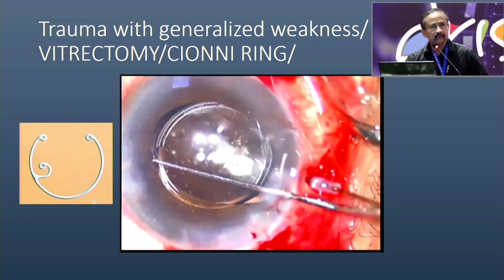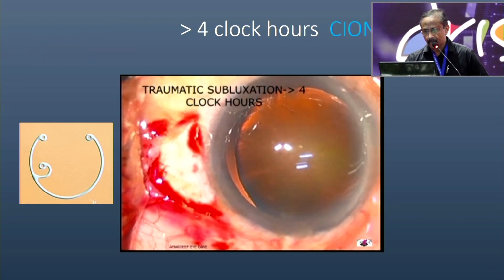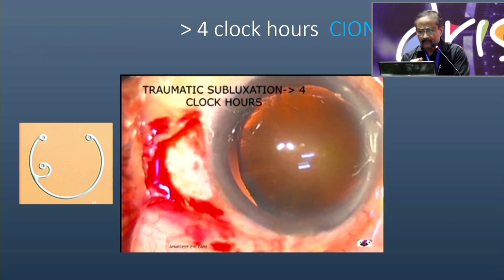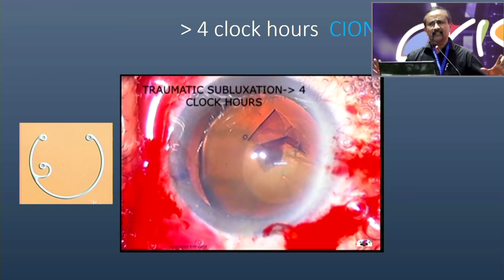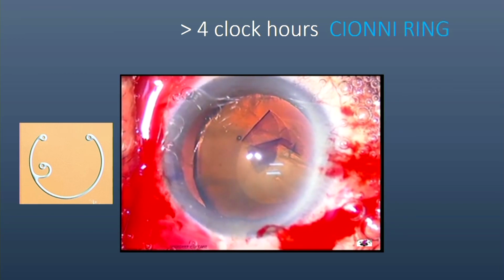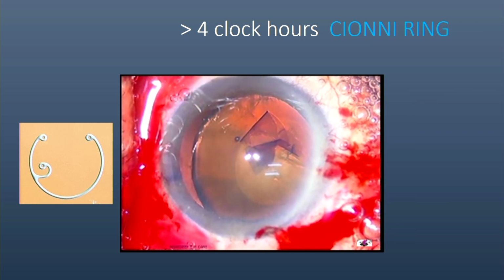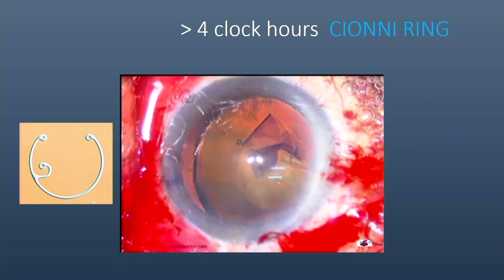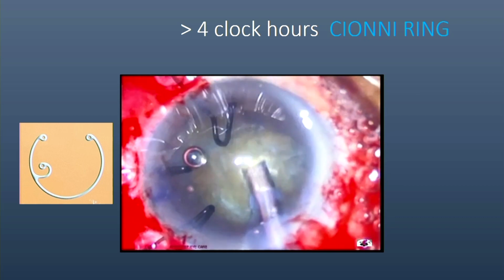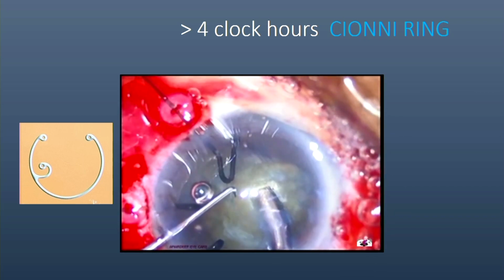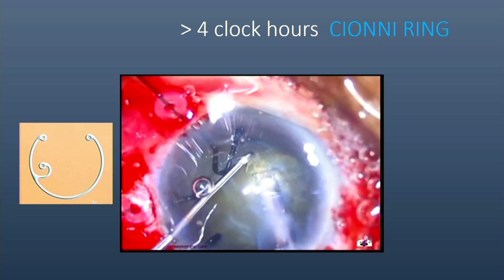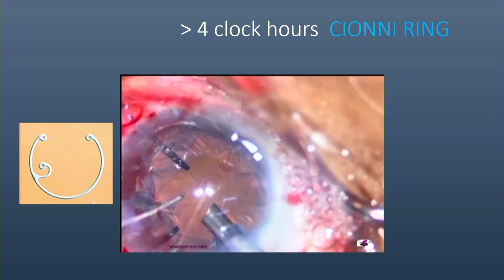A 3-piece lens goes in. More traumatic subluxation, large area. Some of these traumatic cases may remain still even without a CTR. That is what I have found. If it is very small, over years, it doesn't move that much. But always when you have such a large one, more than 4 clock hours, it's always best to anchor using a Sionis ring or an Ahmed CT segment.